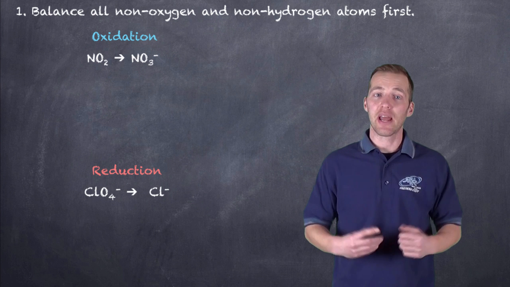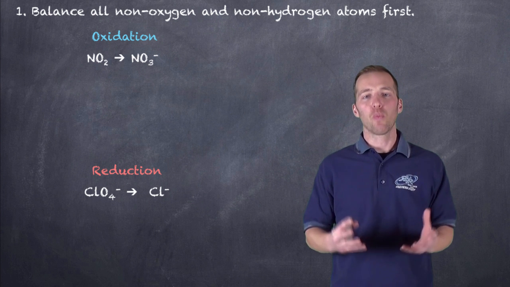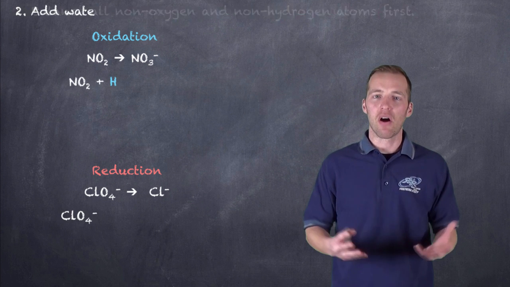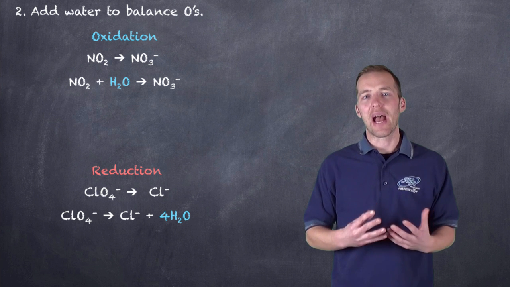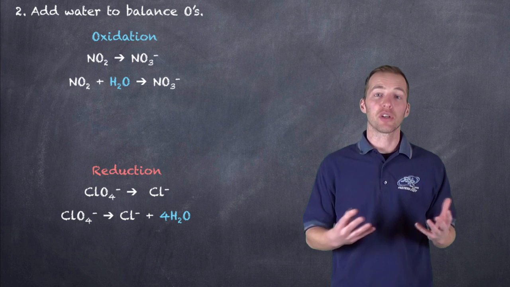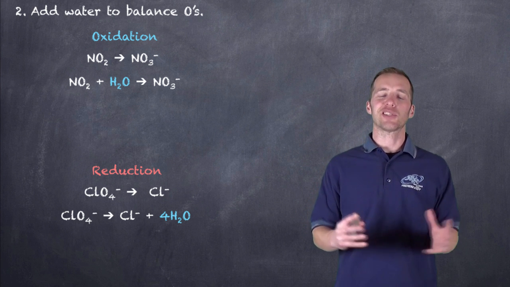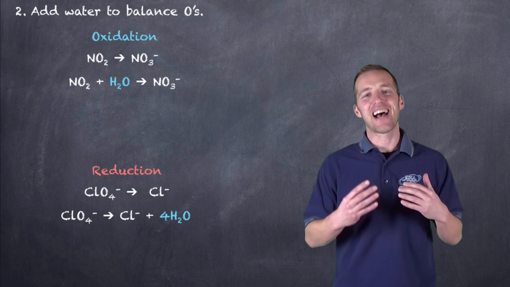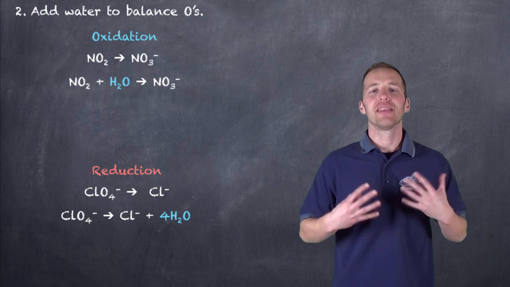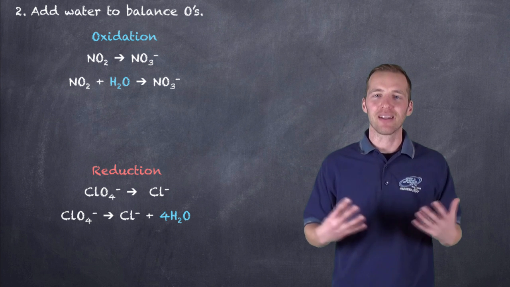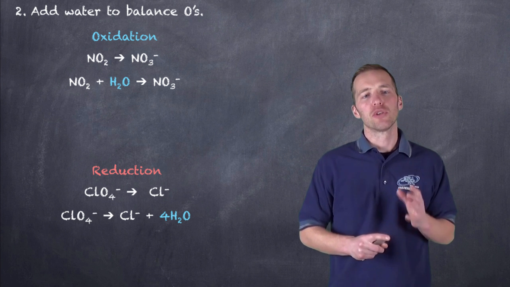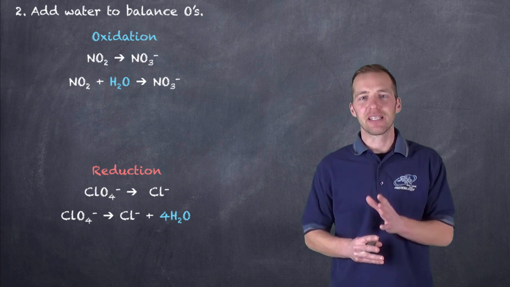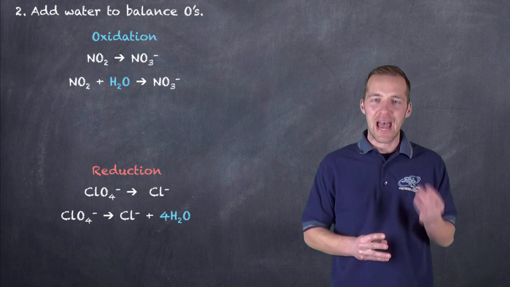And we'll move on to the next step, which is we're going to add water to balance out the oxygens. So obviously these reactions, being in acidic or basic solutions, are going to be taking place in water, so there's lots of water around for us to balance this out. Again, remember, this is not the way that these reactions occur. This is just the method that we use to balance these types of reactions. So the first step we're going to do is balance the oxygens by adding water.